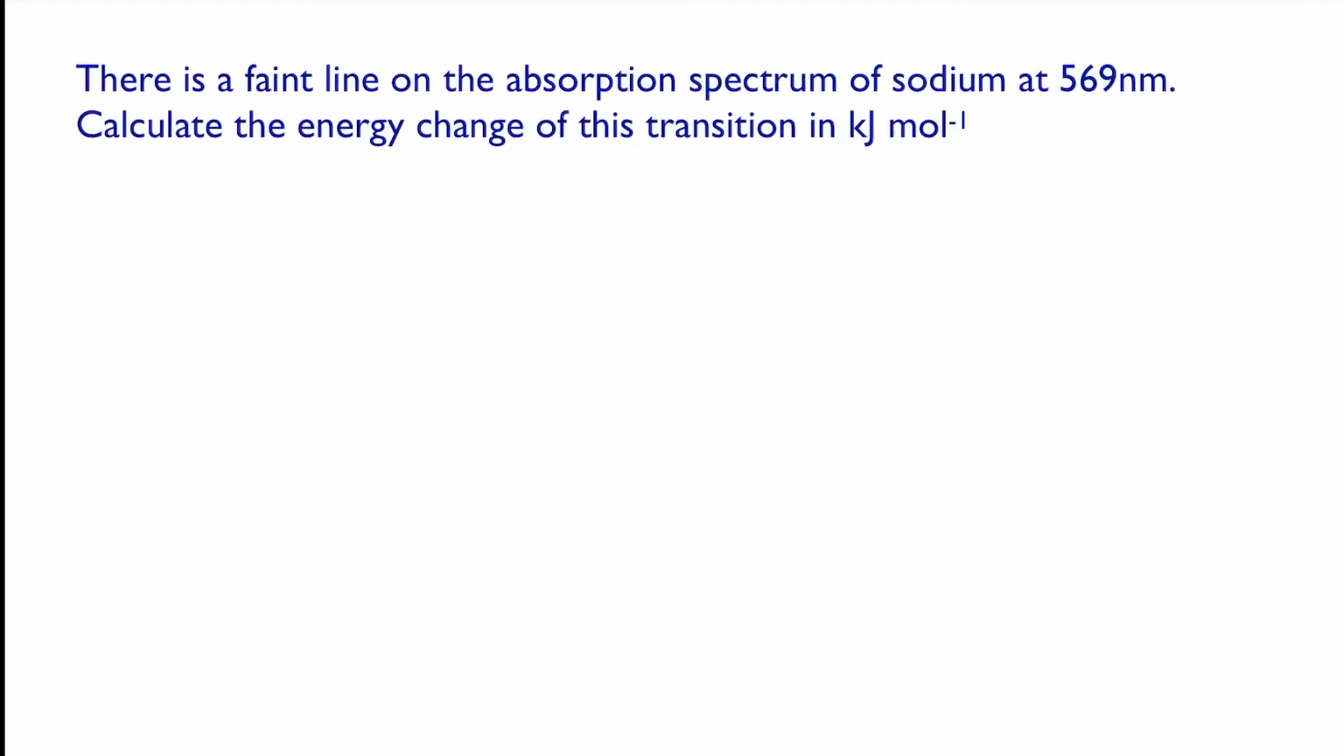We can calculate the delta E, the energy change for a transition, for any line on the spectrum given its wavelength. So in this case, we've got a faint line on the absorption spectrum of sodium at 569 nanometers. Calculate the energy change in kilojoules per mole. So first of all, I've got the wavelength, but what I really need is the frequency. So I need my first equation.